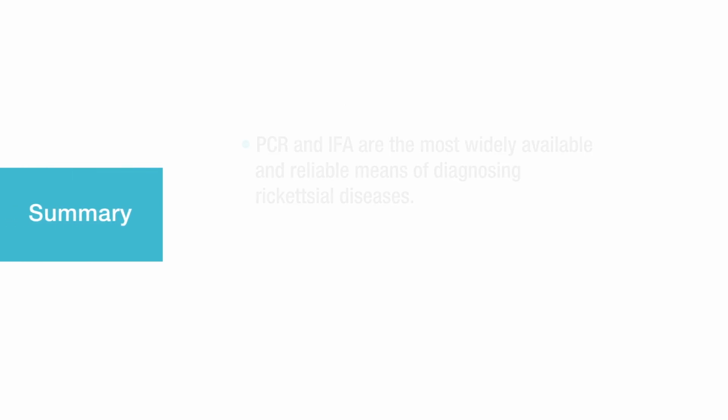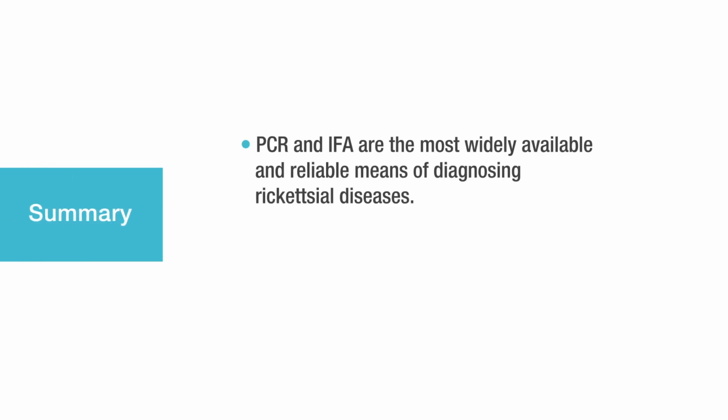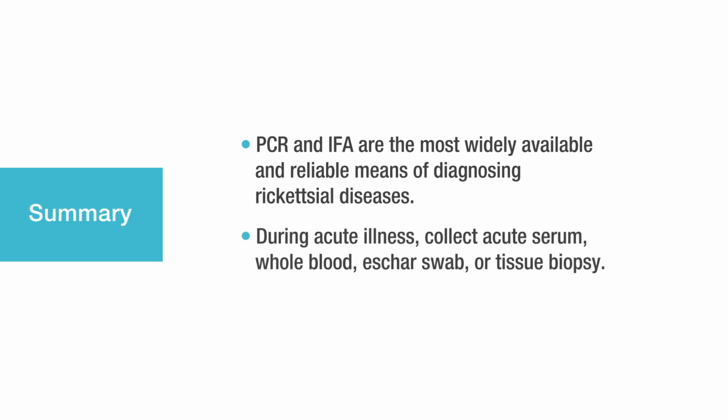In summary, PCR and IFA are the most widely available and reliable means of diagnosing rickettsial diseases. For healthcare providers considering a rickettsial disease diagnosis, the ideal samples to collect are whole blood and serum during the acute phase of illness, and a convalescent serum sample 2 to 4 weeks later. The acute and convalescent sera are then run in parallel to assess antibody development, looking for a 4-fold or greater change. Acute whole blood, tissue or eschar swab specimens can be tested using PCR.